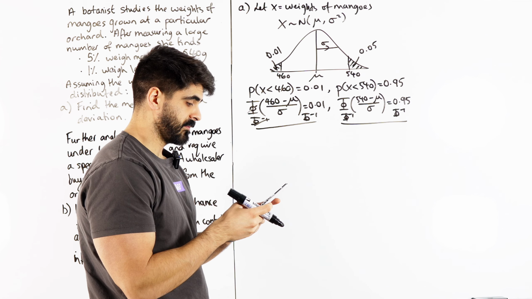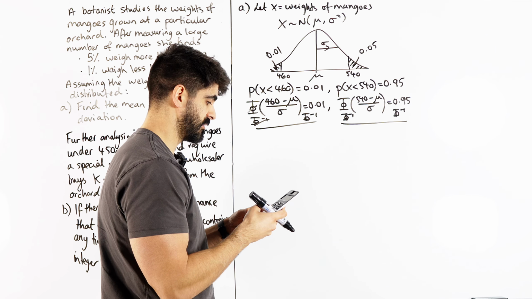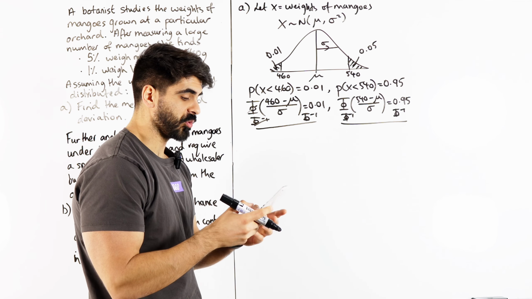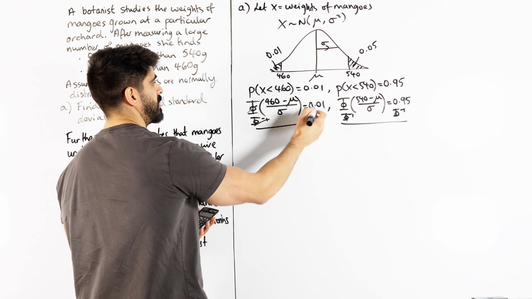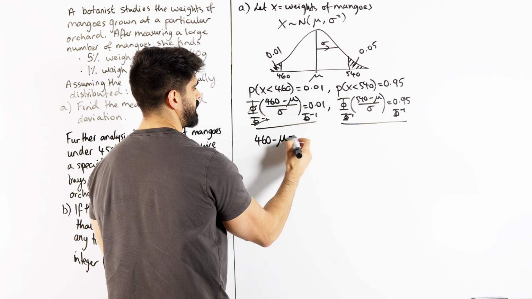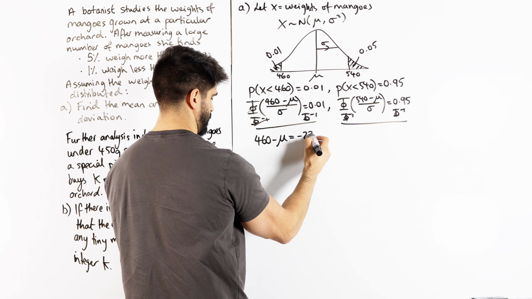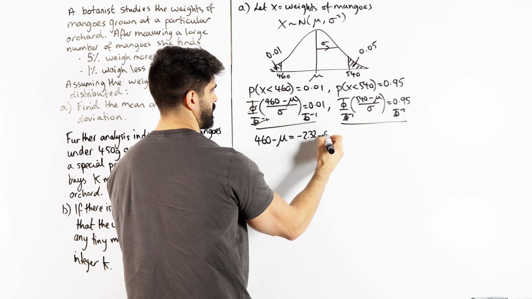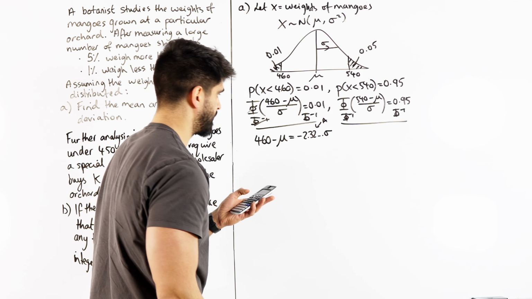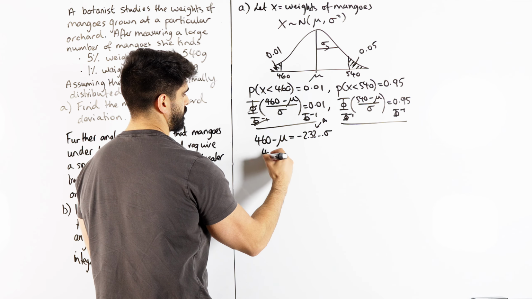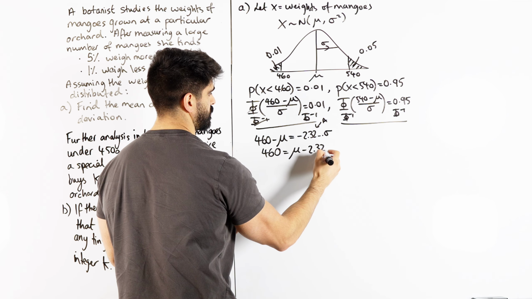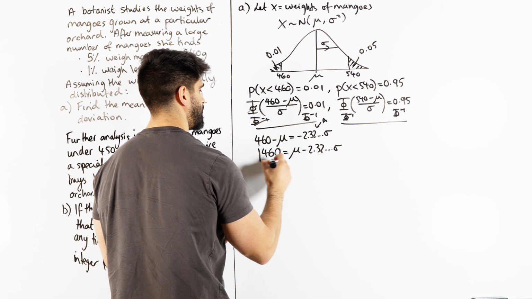So go Menu 7, 3, inverse normal, the area is 0.01, giving minus 2.32. Now that value, we're going to store it as A. So when I do inverse phi of this, I get 460 minus mu, then I'm going to times up by sigma as well. So I get minus 2.32 dot dot dot sigma, and this value I've stored in the calculator as A. So I move that over, I get 460 is mu minus 2.32 dot dot dot sigma. So it's giving us simultaneous equations vibes.